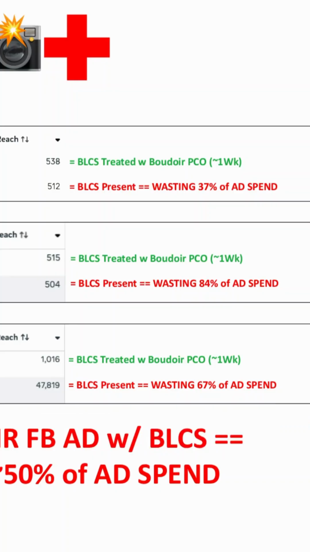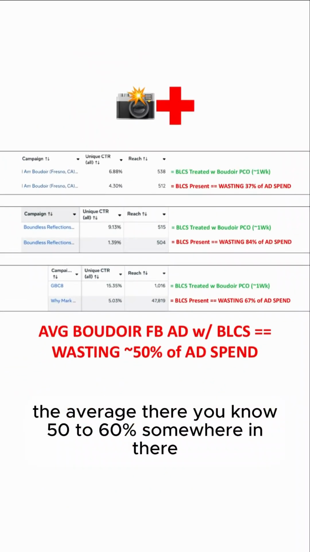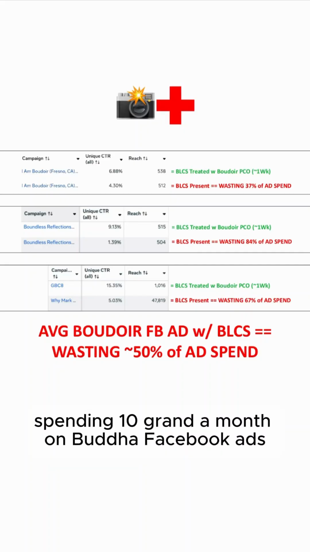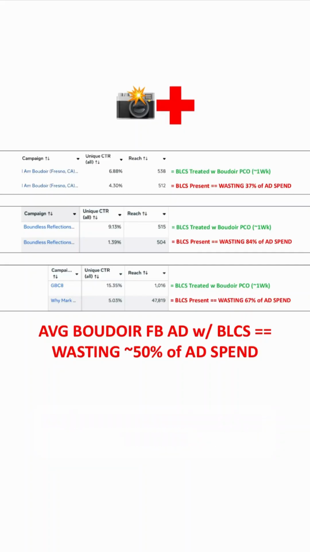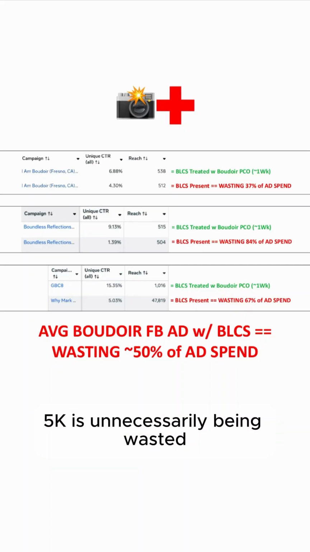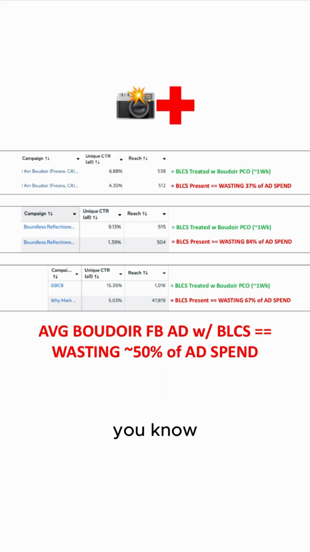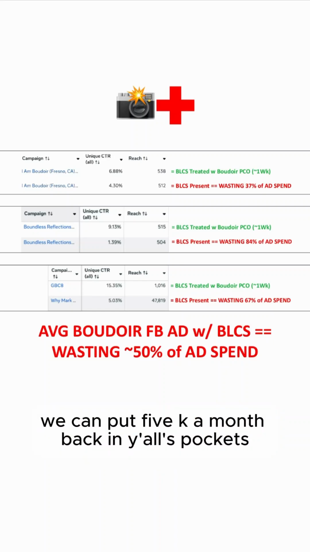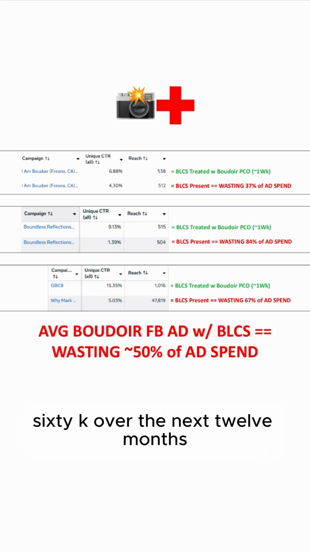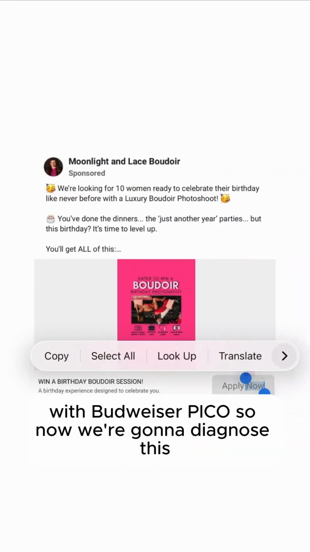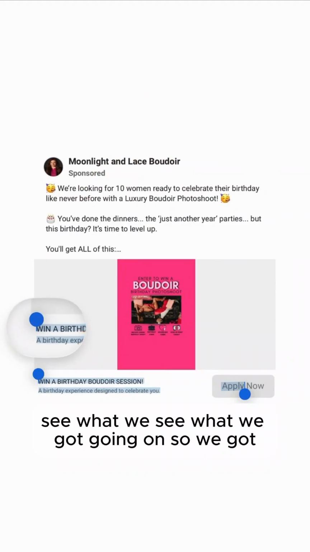So the average there, 50 to 60%, somewhere in there. So again, if you're spending 10 grand a month on Boudoir Facebook ads, 5K is unnecessarily being wasted, doing nothing, with women scrolling right on by. No use paying that, and by eliminating that, we could put 5K a month back in y'all's pockets, 60K over the next 12 months with Boudoir Pico. So now we're going to diagnose this, see what we got going on.